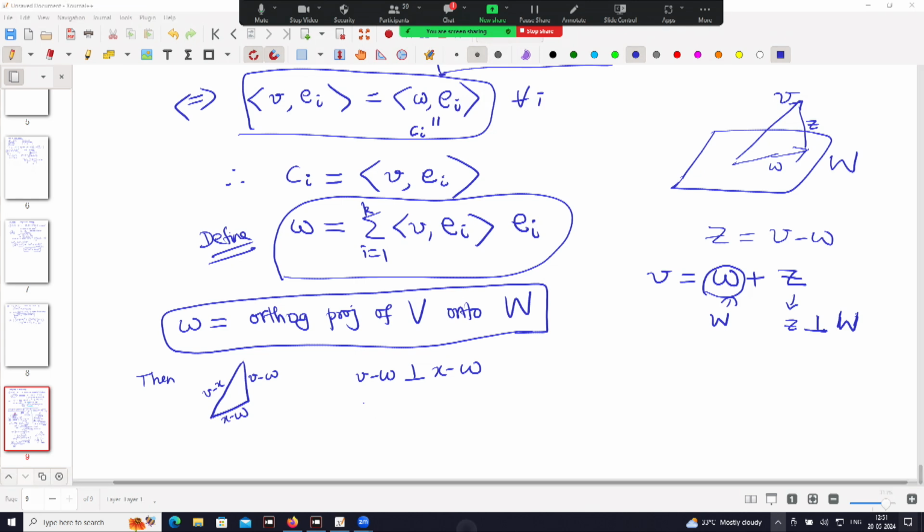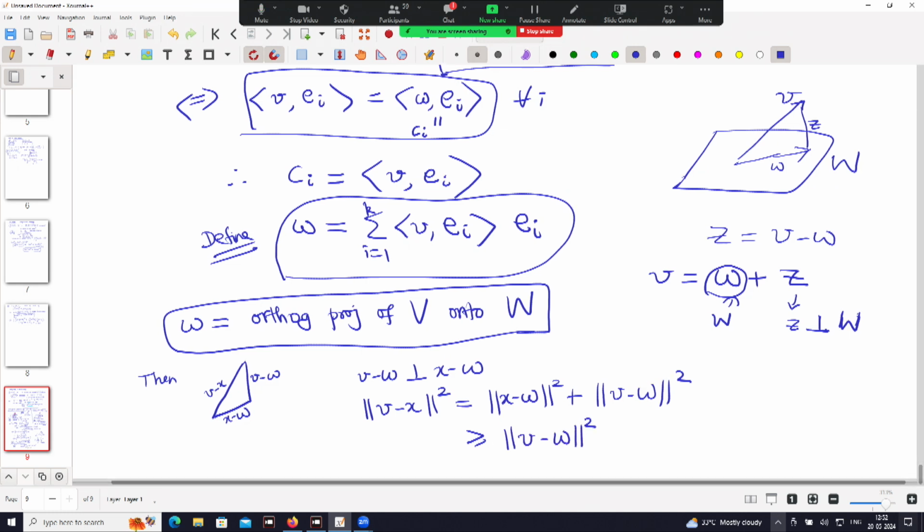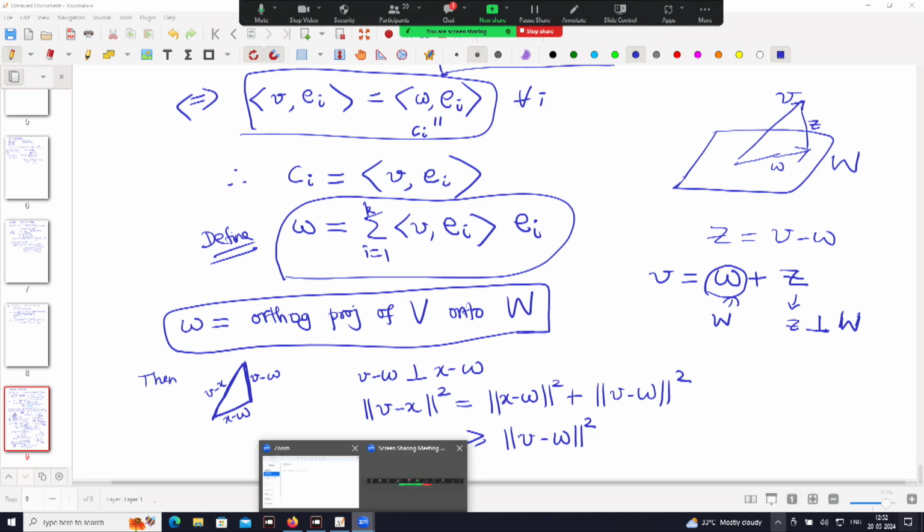And so by just the Pythagoras theorem applied to this case, it says the norm of V minus X squared is the norm of V minus W squared plus the norm of X minus W squared. In other words, the norm of V minus X squared is definitely more than the norm of V minus W squared. So the hypotenuse is definitely larger than this side, and that is all we claim. We claim that this W is closest to V, its distance is smaller than the distance between V and any other point in the space.